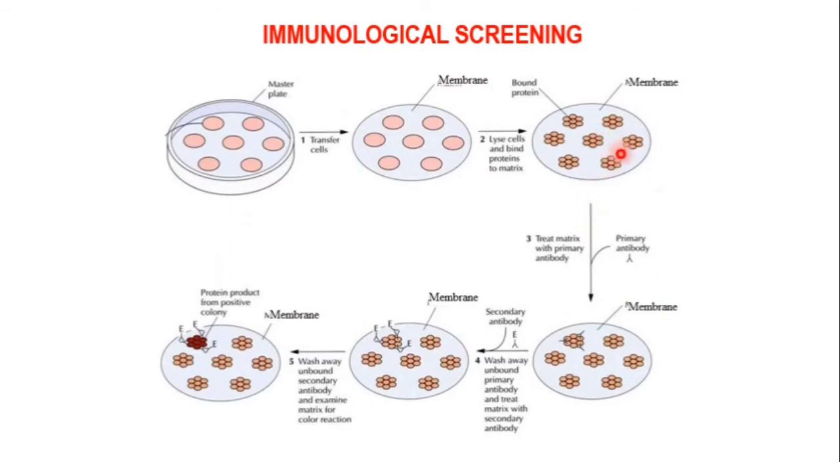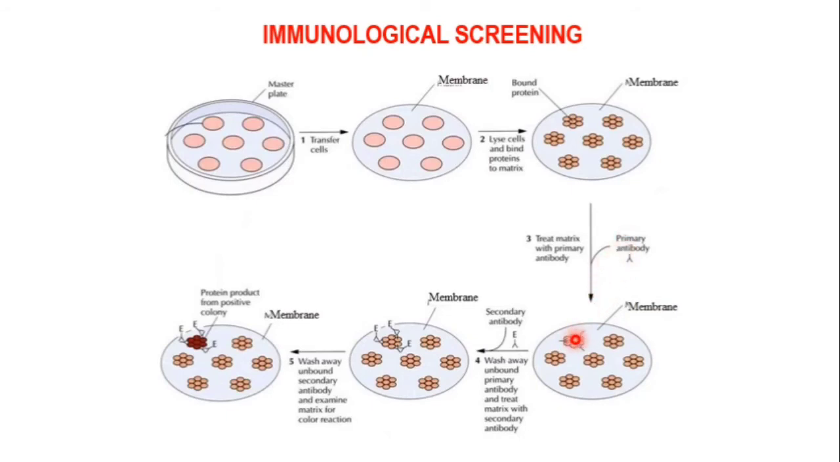To this protein-containing nitrocellulose membrane, we will add a primary antibody. This primary antibody will be highly specific to the protein produced by our desired gene. So the primary antibody will bind over the desired protein area.